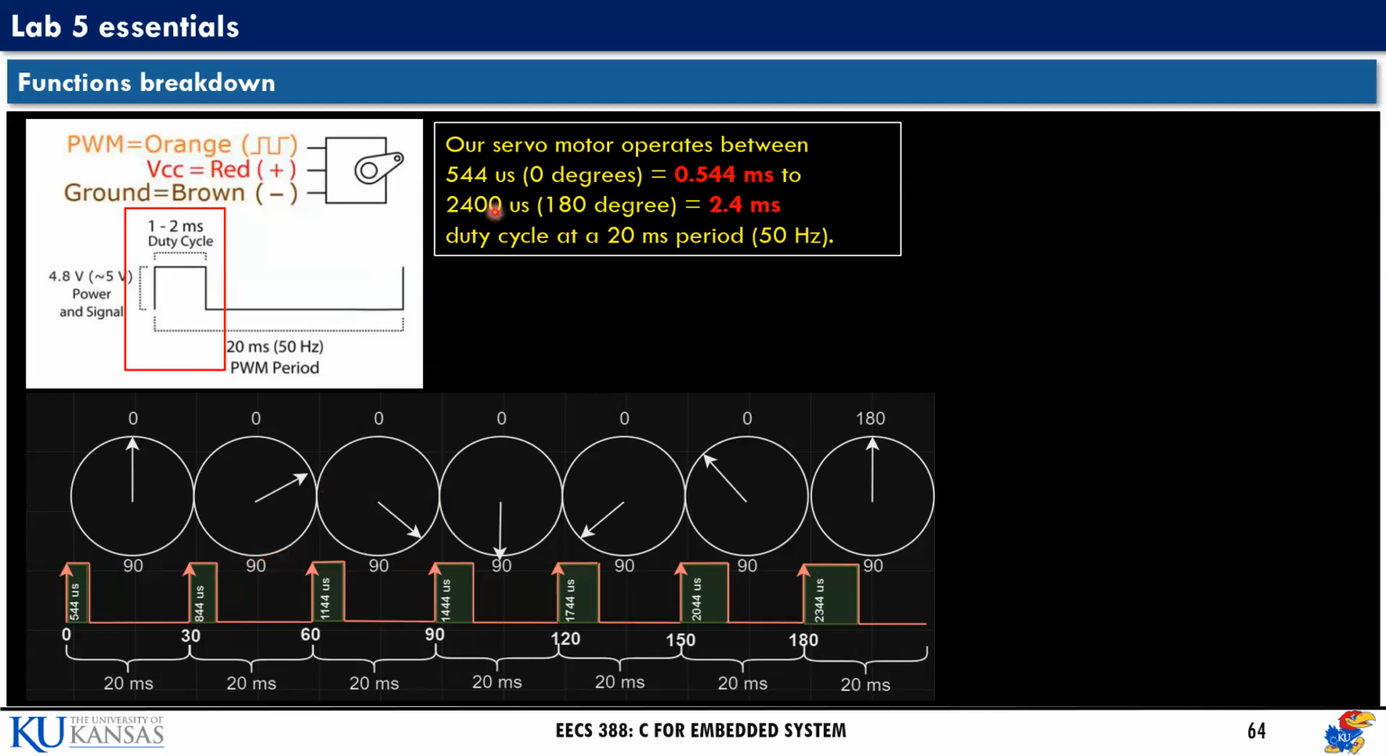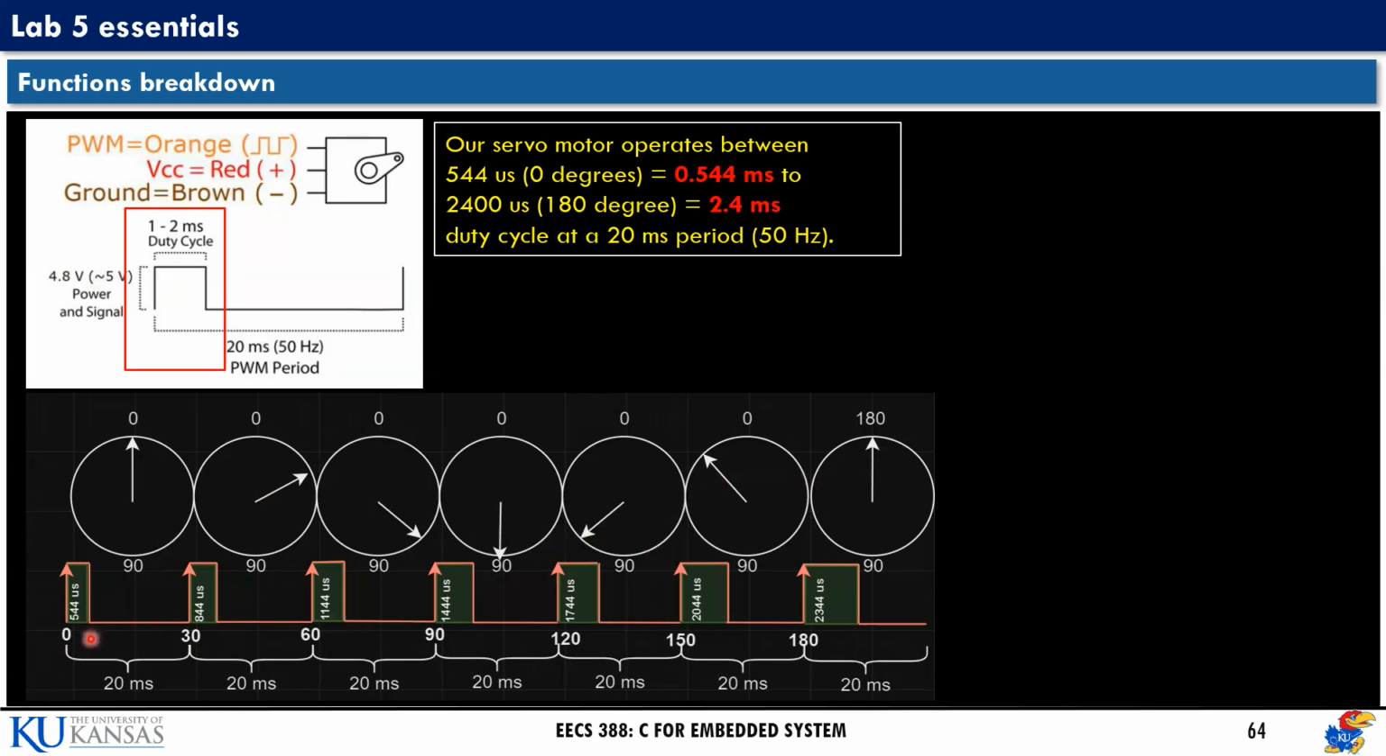So for example, if the difference is around 2000, let's say 1900, and we divide it by 6, we have a total of 300 microseconds for each 30-degree angle. So as you can see, we are rotating the fan from 0 to 30 degrees, 60 degrees, then 90, 120, 150, and at the end, 180.